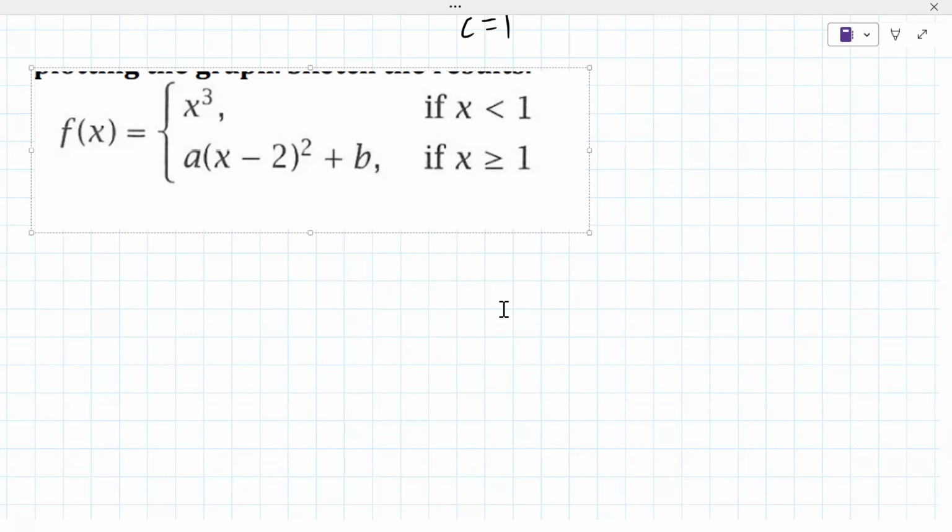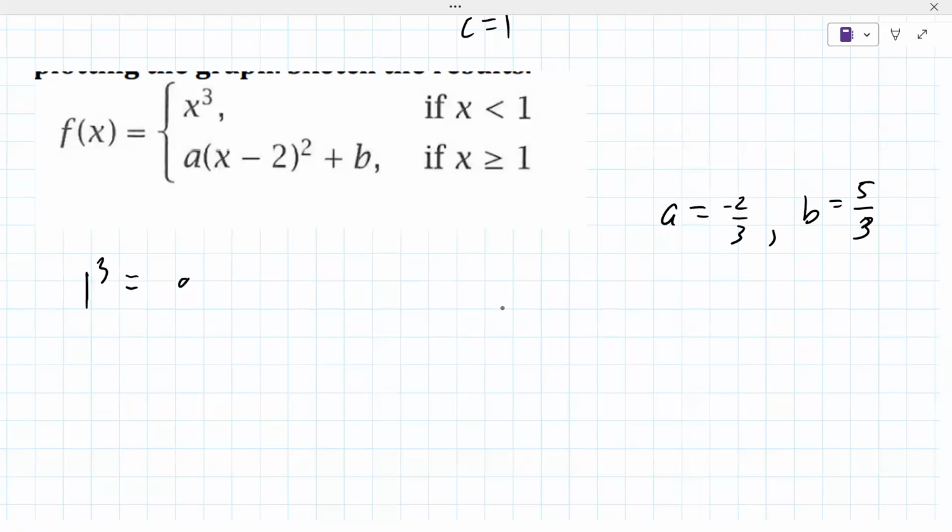Okay. I got negative 2/3 for a. What about b? 1 2/3 for b, so maybe 5/3. When I put 1 in, I get 1 cubed equals a(1 - 2) squared plus b. So 1 = a plus b. Is that your first equation?